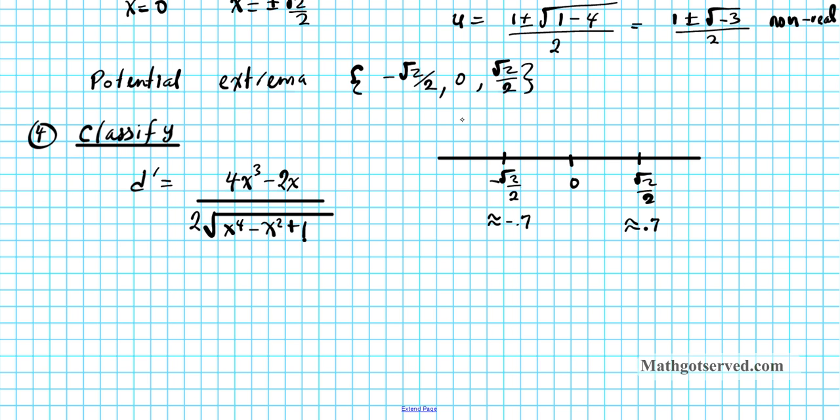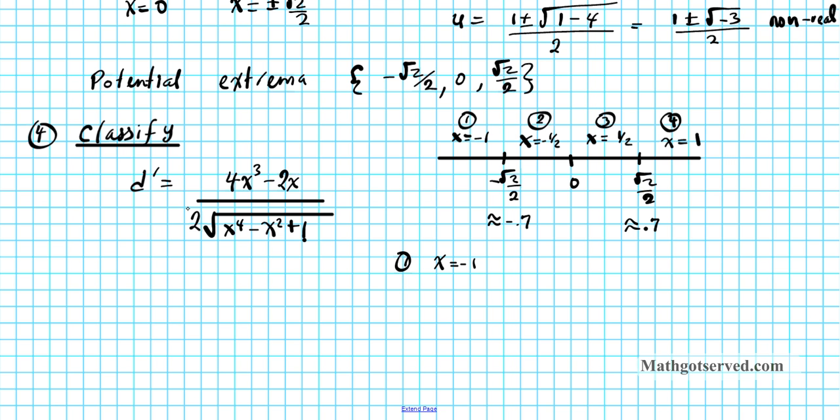Now, for interval 1, let's test x equals negative 1. For interval 2, let's test x equals negative 1/2. For interval 3, let's test x equals 1/2. And then for interval 4, let's test x equals 1. Okay? All right, so we're going to evaluate the first derivative at these points, and then see where it's increasing, decreasing, and then know where our maxes and mins are. Okay? So let's start with interval 1, x equals negative 1.